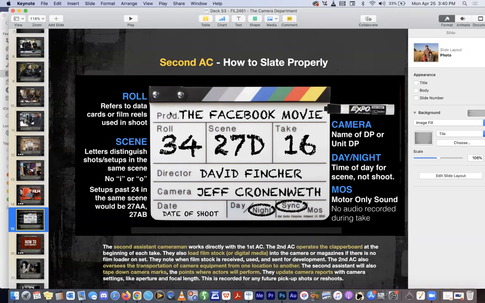But back to the slate, if we can talk about the other information that's here. So we have our roll or media card number, we have our scene number, okay? And this happens to be scene 27 Delta or 27 David. This is a piece of coverage within a broader scene 27. And then look at this, take 16 of clip 27 Delta or 27 David. This guy's doing 16 takes. He's up there in the Kubrick realm of 16, 17 takes per clip.